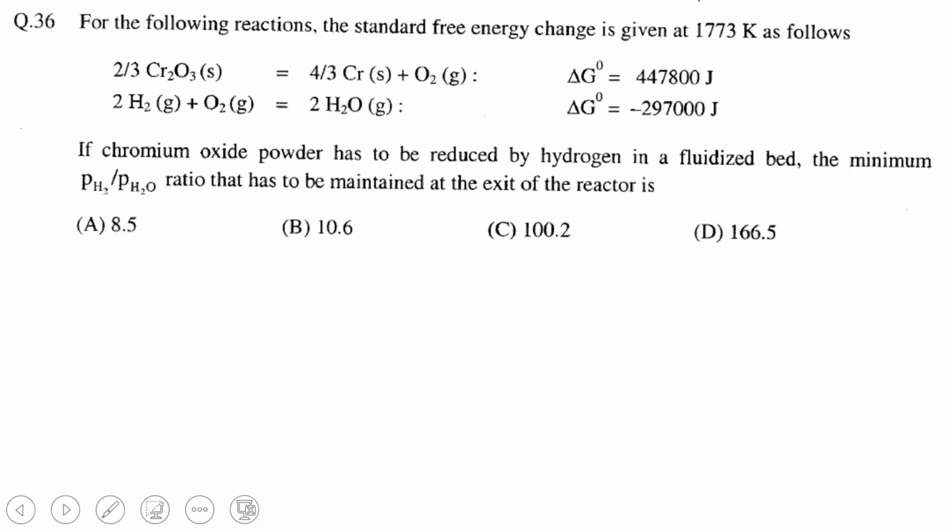Let us proceed. For the following reactions, the standard free energy change is given at 1773 Kelvin as follows. 2 by 3 Cr2O3 solid is equal to 4 by 3 Cr solid plus O2. Delta G naught equal to 447,800 joule.